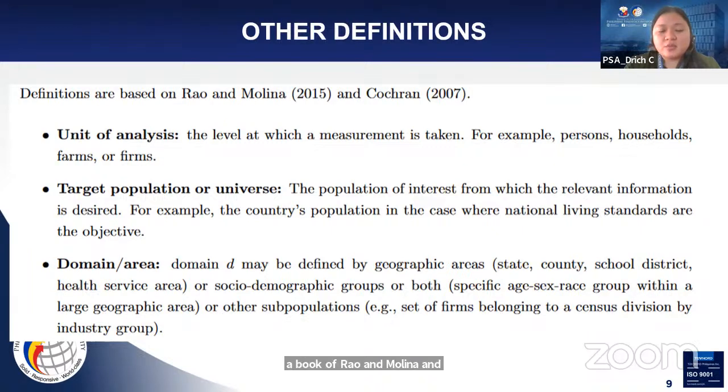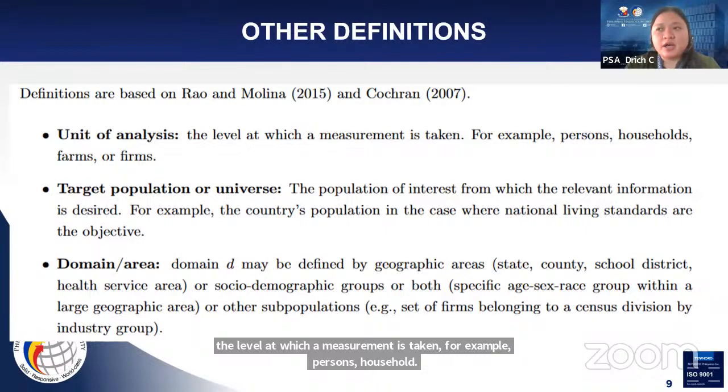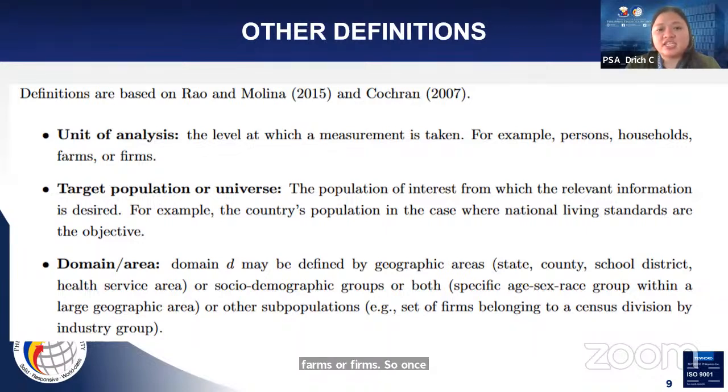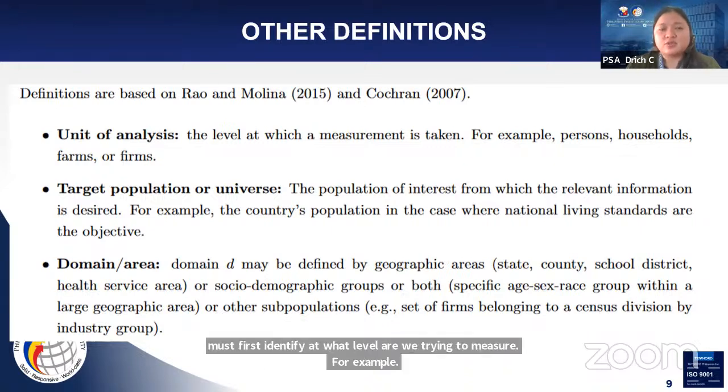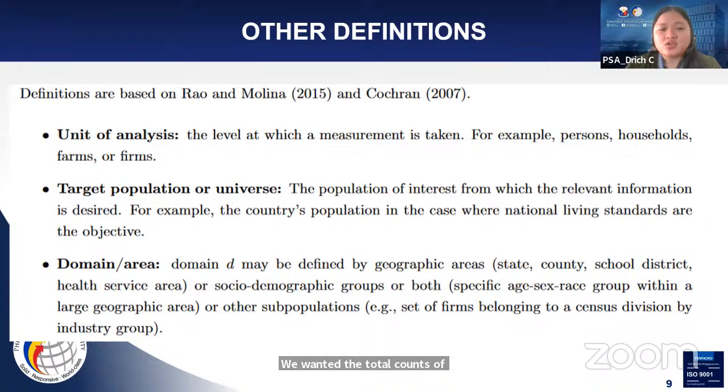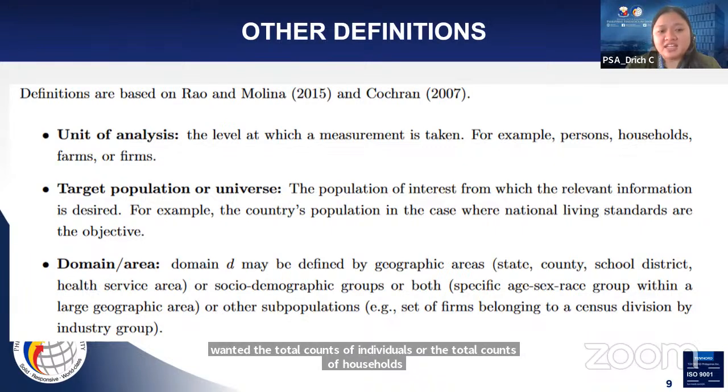So we define the unit of analysis as the level at which a measurement is taken. For example, persons, household, farms, or firms. So once we take on a small area estimation technique, we must first identify at what level we are trying to measure. For example, we wanted the total counts of individuals or the total counts of households. So that will be our unit of analysis.